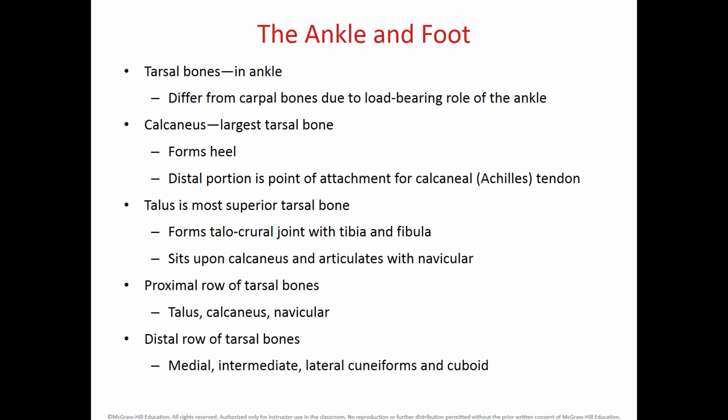So we have a proximal row of tarsal bones. We have talus, calcaneus, and navicular. And then the distal row will be medial, intermediate, and lateral cuneiforms, and the cuboid.